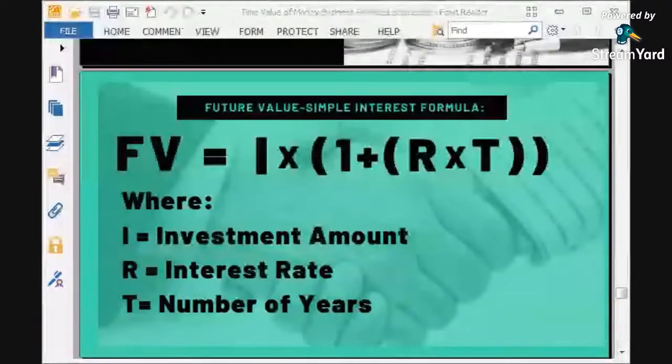FV equals I, or investment amount, times 1 plus R, or the interest rate, times T, or the number of years. Following the proper way of computation, when there are parentheses, the ones in parentheses are done first. So FV, where I is the investment amount, R is the interest rate, T is the number of years. Okay, so let's have an example.